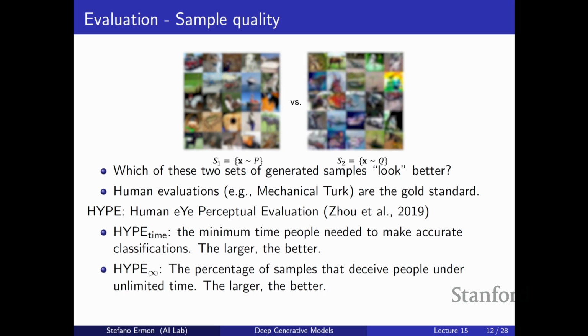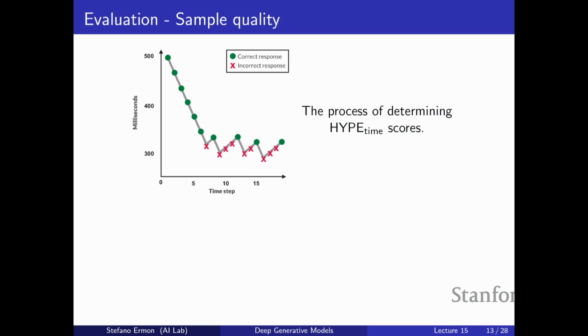And the other metric that they propose is more traditional, and it would basically be the percentage of samples that deceive people when you're giving them an infinite amount of time to check: are these real or not? And so, you can look at the website if you're interested. And this is what it would look like if you want to determine how much time it takes for people to figure out whether or not samples are real.